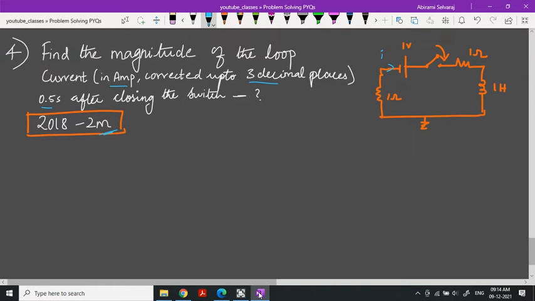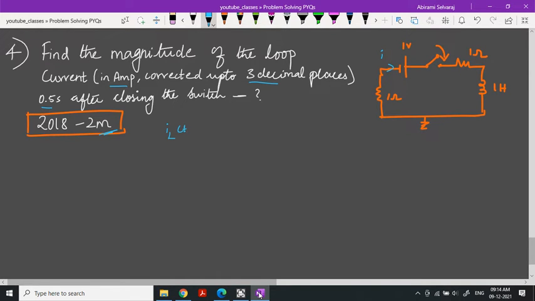It is a 2 marks question, but a very simple one. If we continue in the same procedure as we solved the earlier problems, we will surely get it in a very short time. So what we'll first do: it's an inductor, so let's write the current equation of the inductor, in small i.